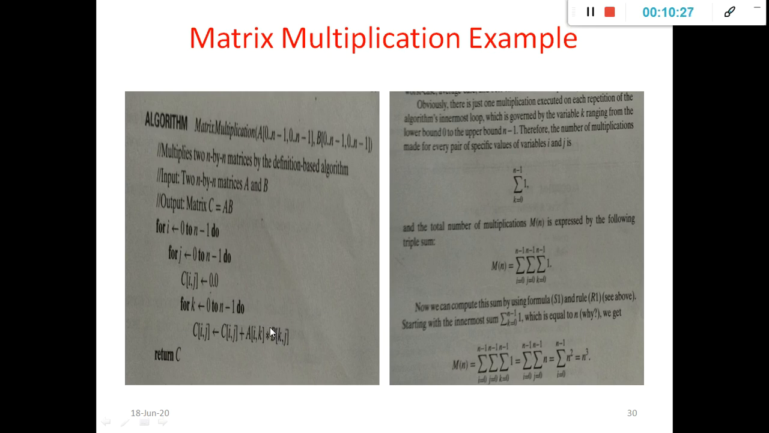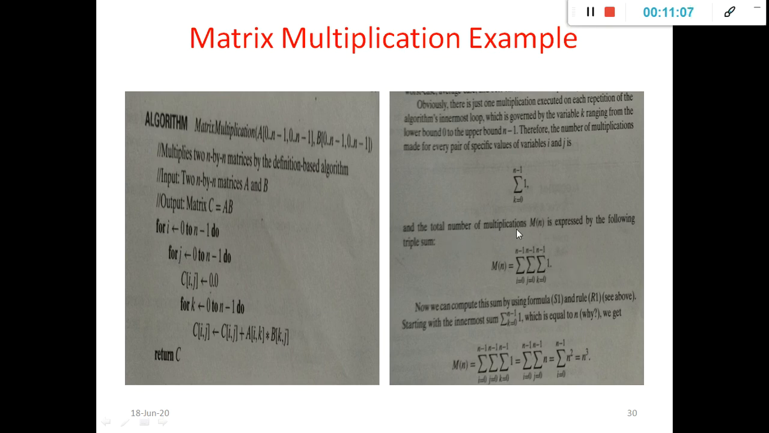Now we have to set up the formula using mathematical analysis, with the help of summation rules and summation formulas. Then you have to check here, this statement will be executed once for the innermost loop k. That's why you have to write it as k is equal to 0 to n minus 1, and the statement will be executed once. Similarly this statement will be executed once for loop j, and also once for the for loop i.